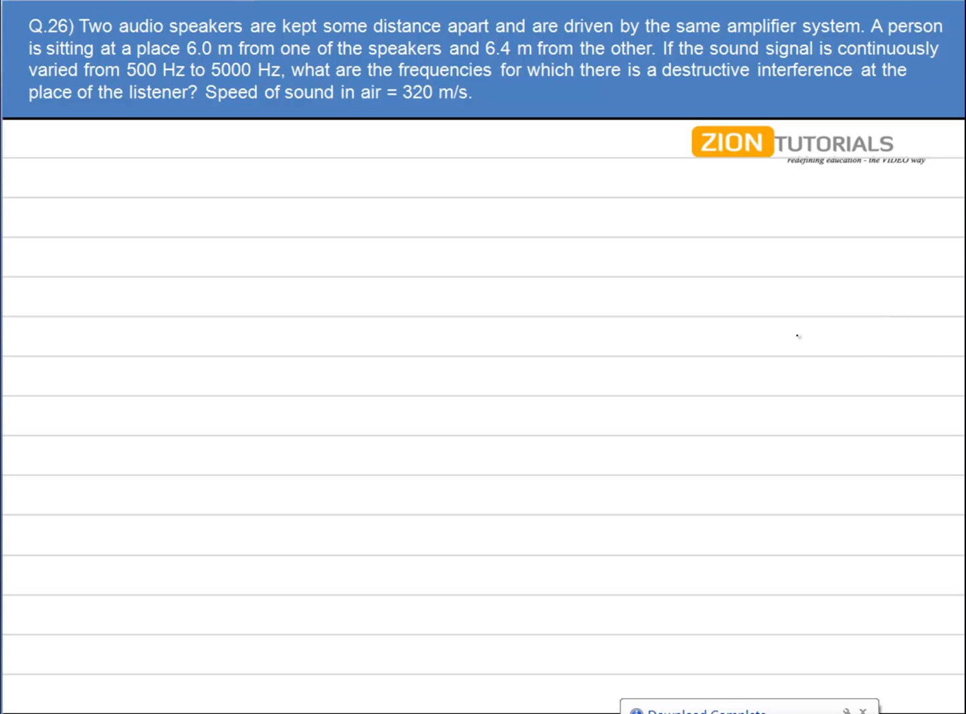Fine. Now let's say this is one of the sources and this is the other. This is the place where the listener is sitting. So this distance is given as 6 meters. The other distance from the speaker is 6.4 meters. So one thing is pretty clear, that the path difference is simply 6.4 minus 6, that comes out to be 0.4 meters. This is the path difference of the two waves that are coming at the ear of the listener from A as well as B.